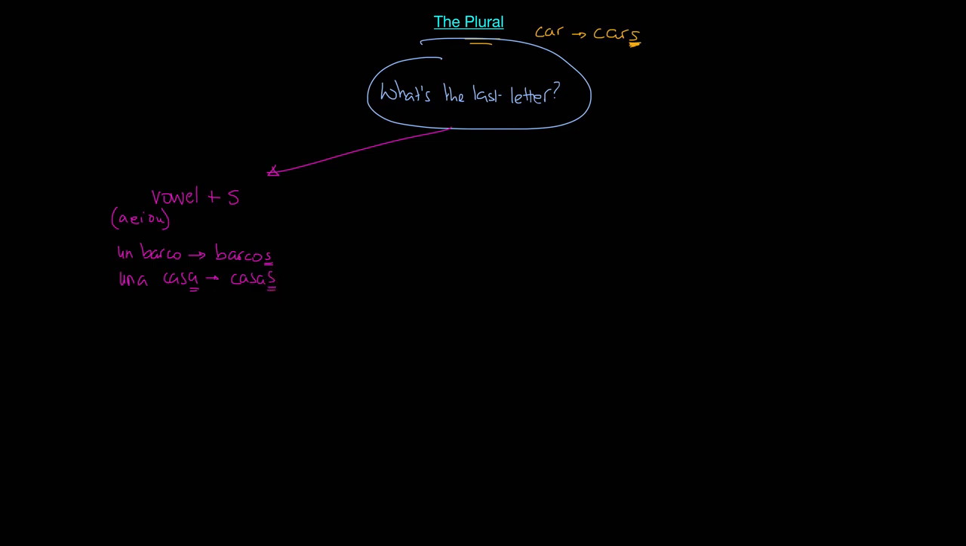The other possibility is that if it doesn't end in a vowel, it's going to end in a consonant. If a word ends in a consonant, I'm going to add es to the end of the word. So if I've got a lorry, un camión, which ends in n, I'm going to add es if I've got more than one: camiones. You might have noticed the accent disappeared. We're going to leave this for a second. I'll tell you later on.